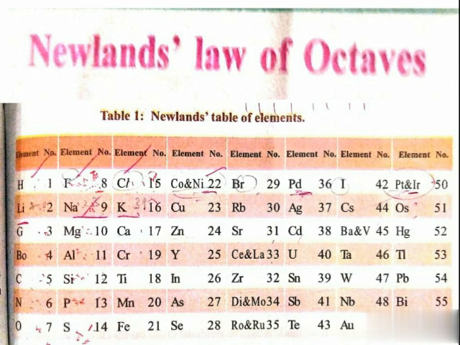So he arranged the elements in the increasing order of their atomic weight, and they fall into 7 groups. In each group, the elements have similar chemical properties. Based on these observations, Newland proposed the law of octaves.